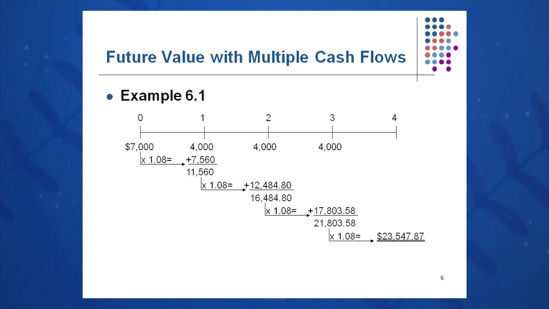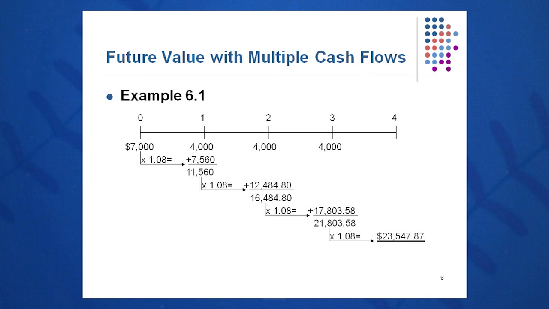So I draw a timeline. I'm going to encourage you for all future sessions, we want to draw timelines when we have multiple cash flows. A lot of you are graphic learners and drawing a timeline will help. So I have 7,000 today. I put the 7,000 at time zero, 4,000 deposited at the end of year one, 4,000 at the end of year two, and 4,000 at the end of year three. We assume that these amounts get deposited at the end of each year, December 31st.